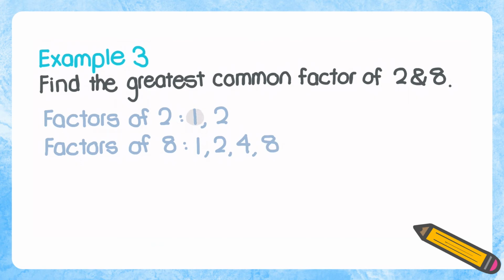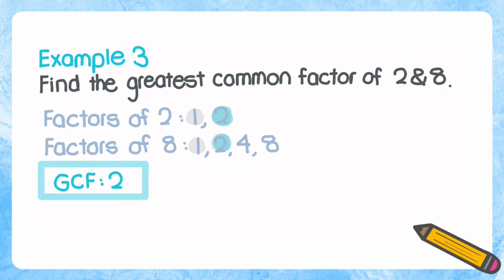Let's look at the common factors. 1 is a common factor, and so is 2. The greatest common factor between the two numbers is 2. Notice how 2 is actually the first number itself. But that's okay, we still count this as the greatest common factor.